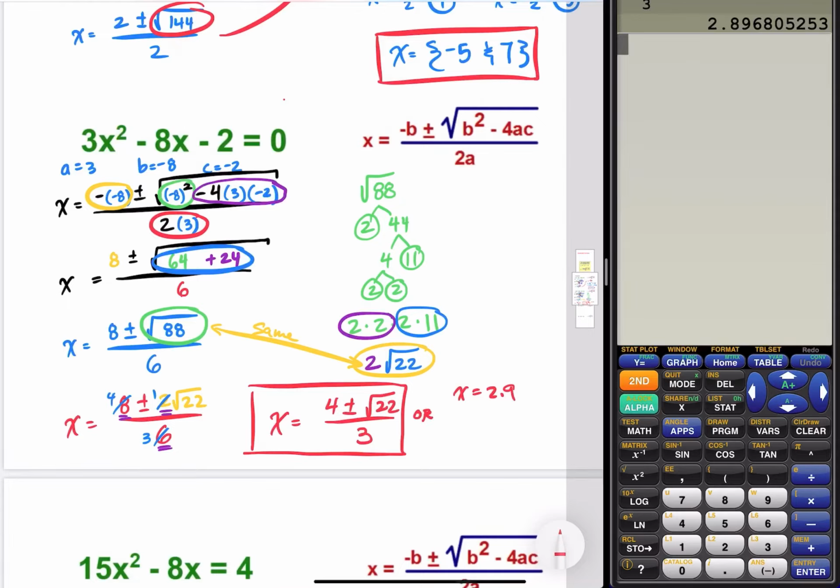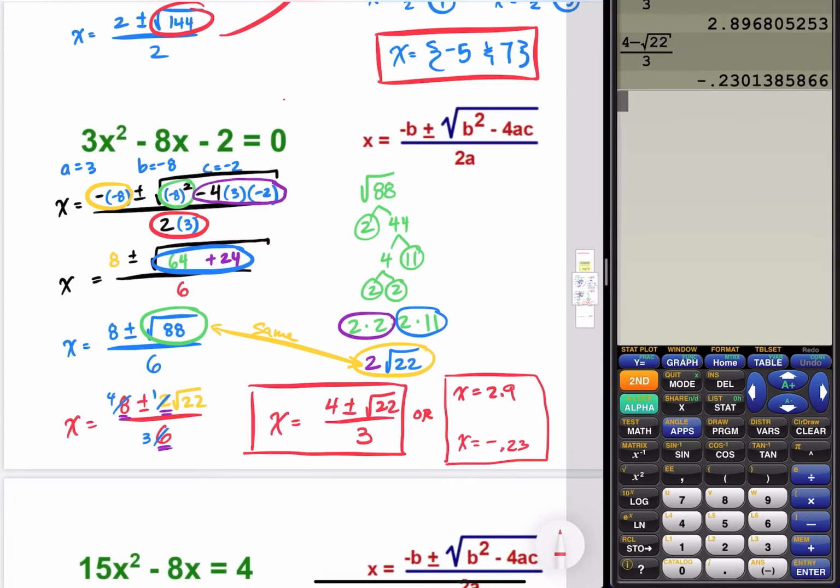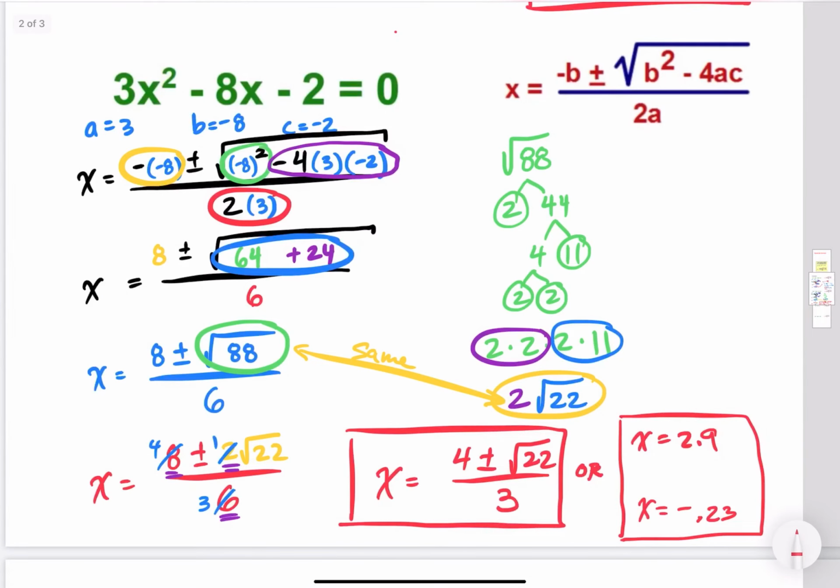All right, now if I want to go ahead and get the other one, a quick way to do that is if you hit second enter. That's going to bring back my last entry, and all I got to do is use my arrows and go over to that plus sign and change it to a minus sign. I hit enter, and now I got the other half. So x is now equal to negative 0.23. So these are my rounded solutions, but we want to go ahead and try to get that exact solution if possible.